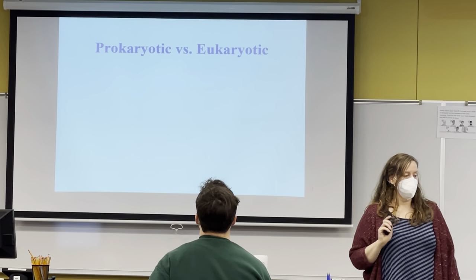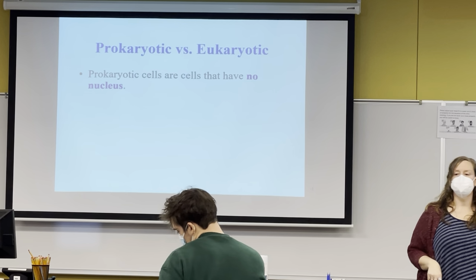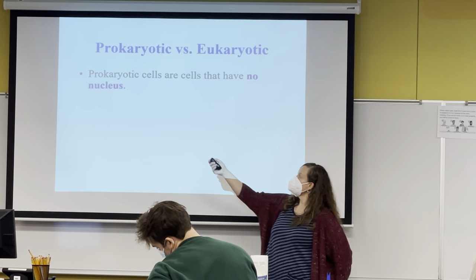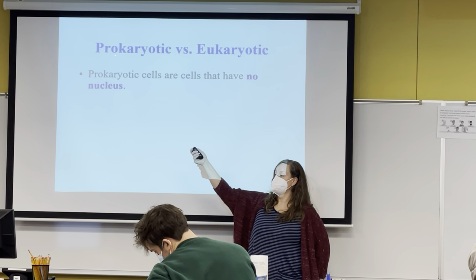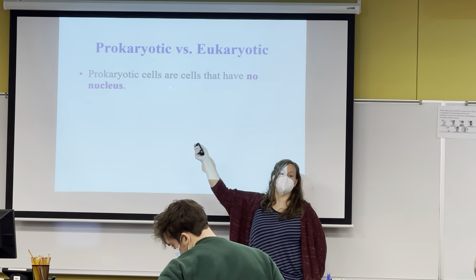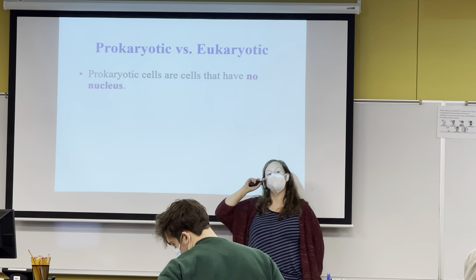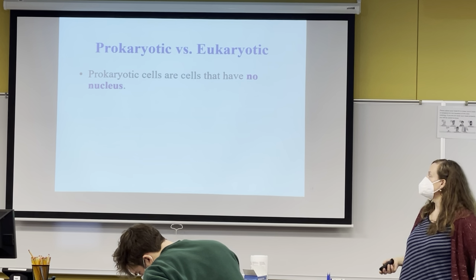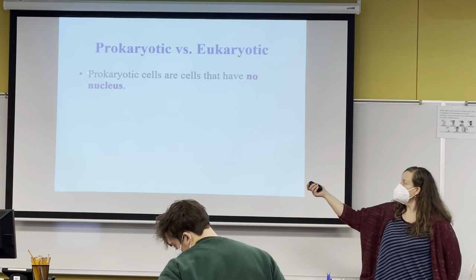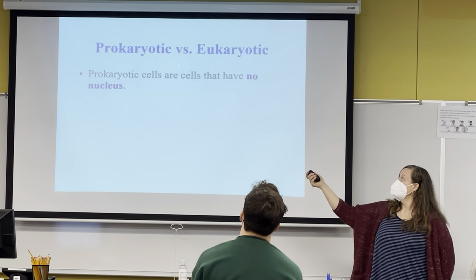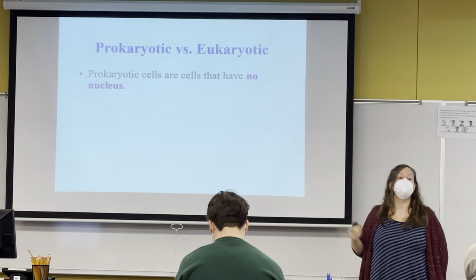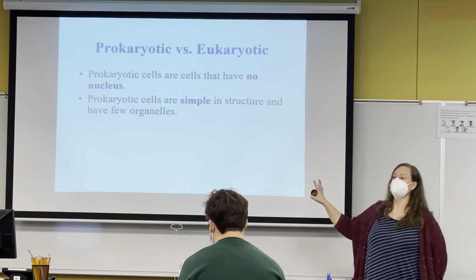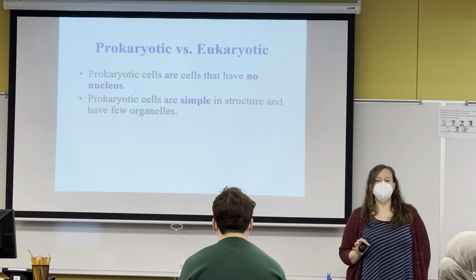So terms again, prokaryotic versus eukaryotic. Prokaryotic means cells that do not have a nucleus. Pro means before. Karyotic refers to nucleus. A lot of times the words in biology have a base in Latin or Greek, and they tell you a little bit of information about it. Pro, before, karyotic, nucleus, means that these cells evolved before cells with a nucleus evolved. They are typically very simple in structure. They do not have many organelles.